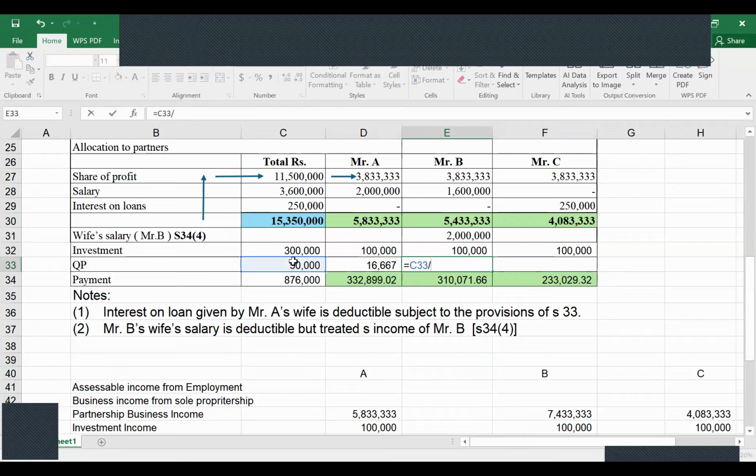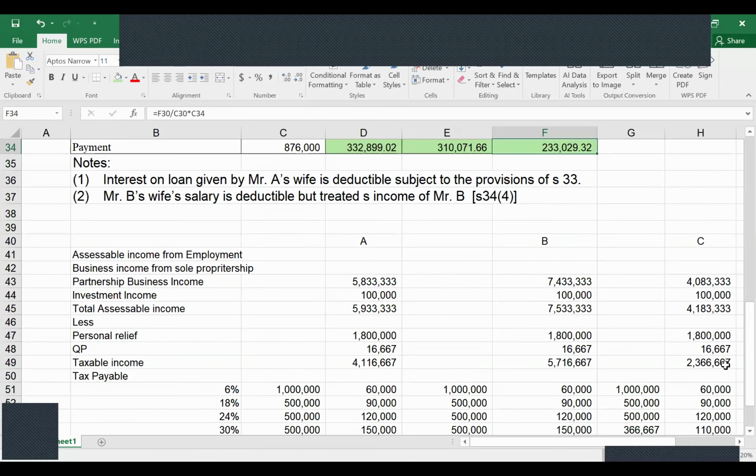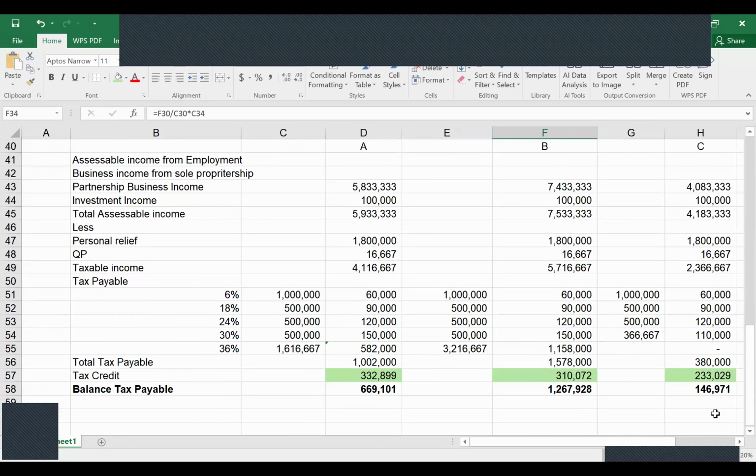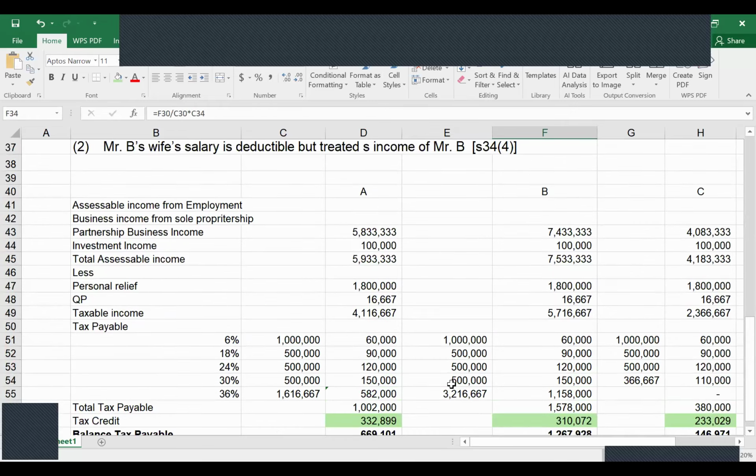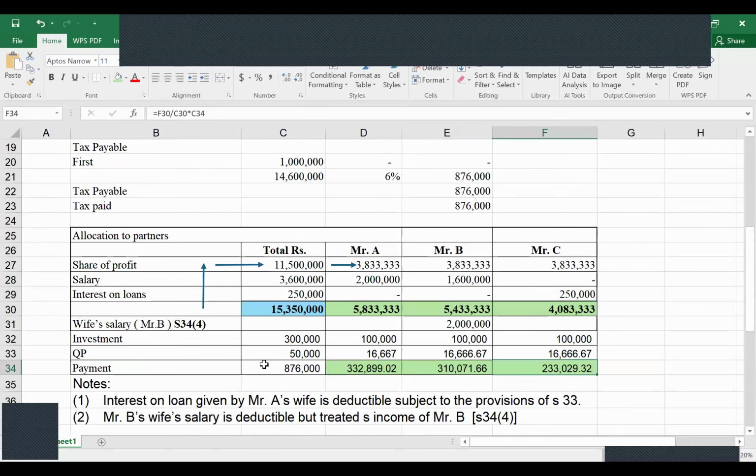Thank you for the correction. So it also should be allocated equally.